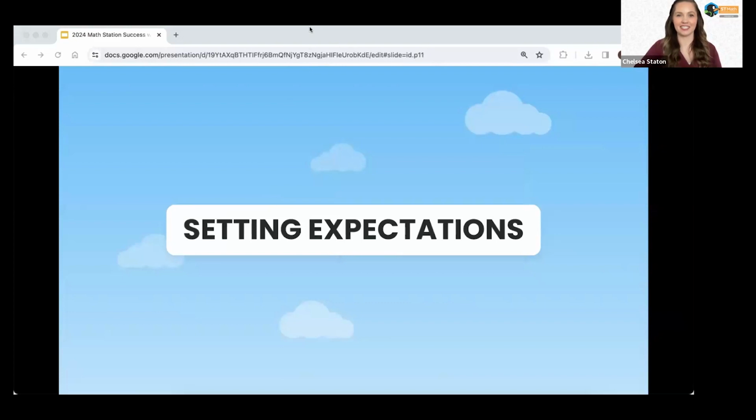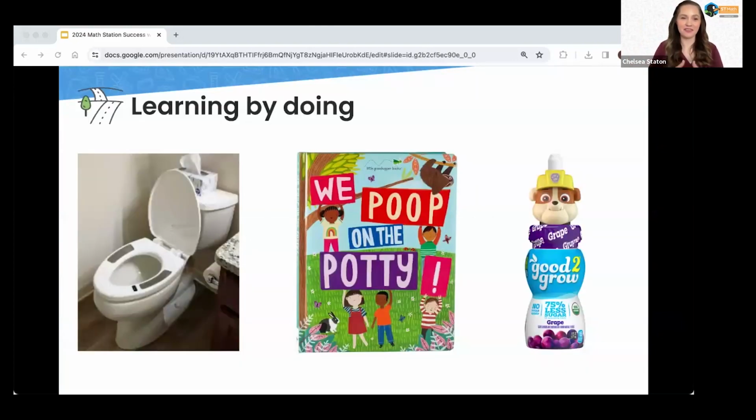Okay, so setting expectations, which I feel like was what most of you responded with as far as what gives teachers the most trouble with doing stations, is classroom management. So this is where that classroom management piece comes in. And you might be wondering, what does this have to do with stations? We recently started potty training our third child. And if you've done any sort of potty training in your life, it works best if kids, hopefully you're not potty training your students, are given lots of opportunities to go potty.